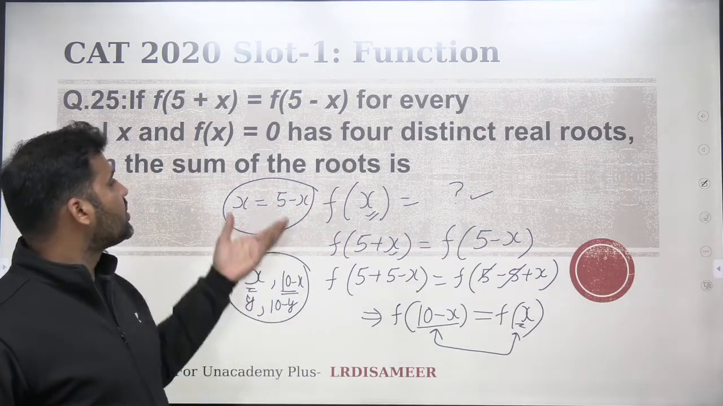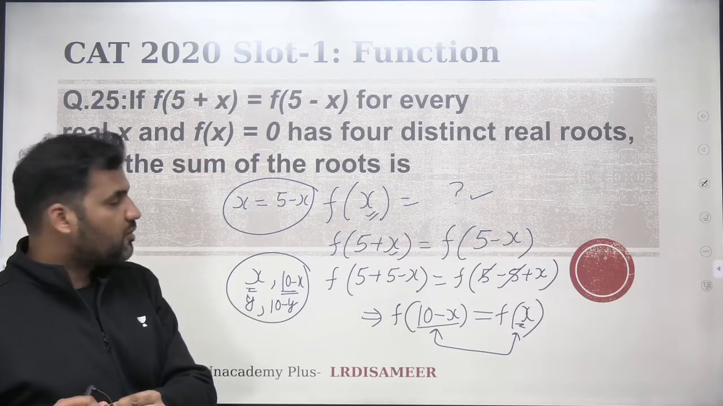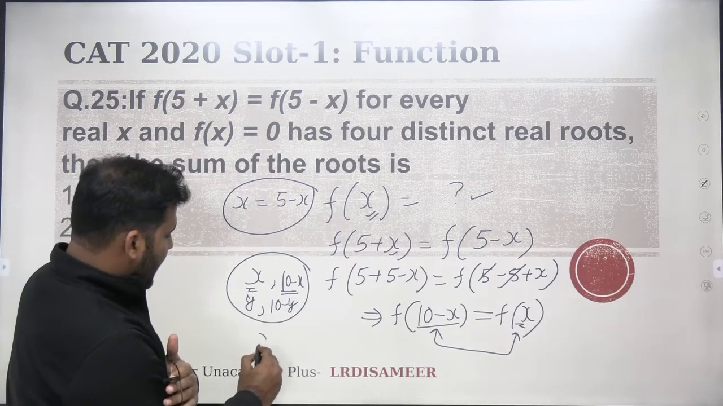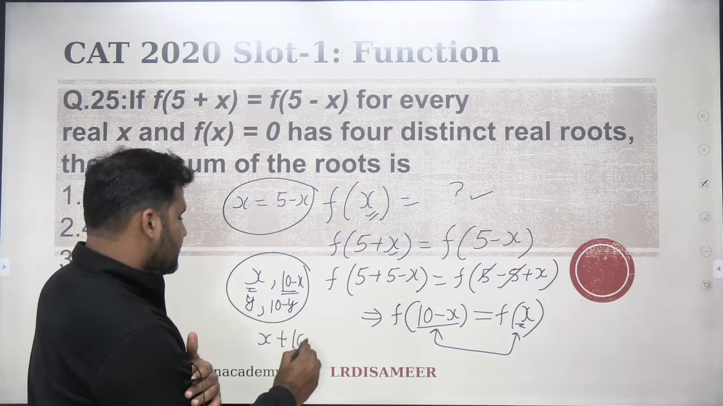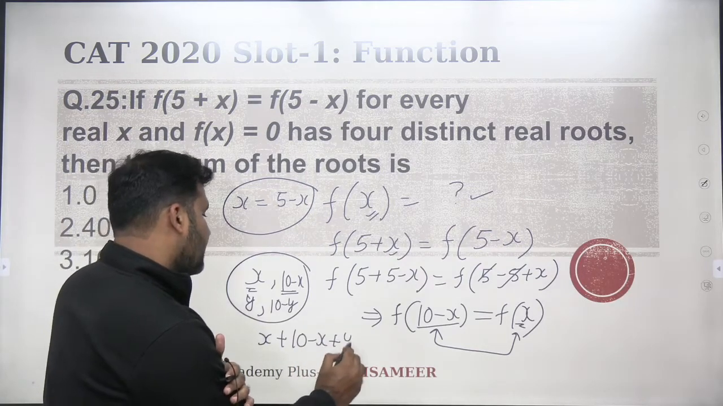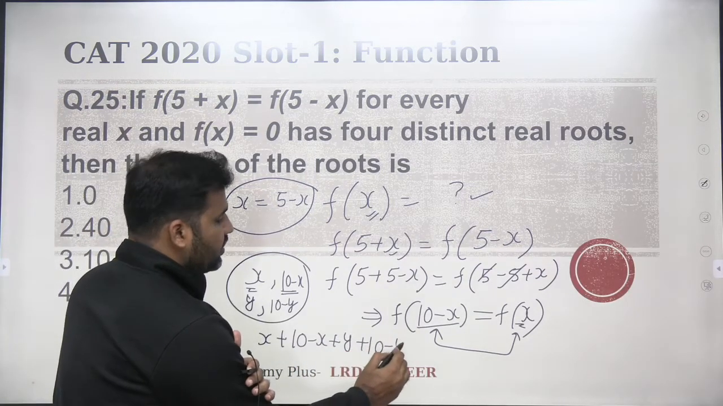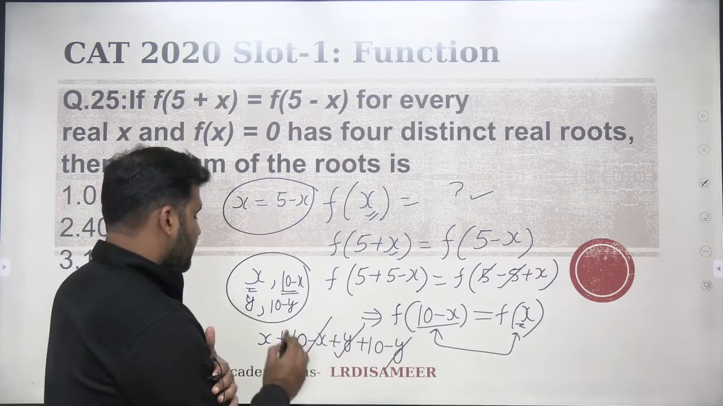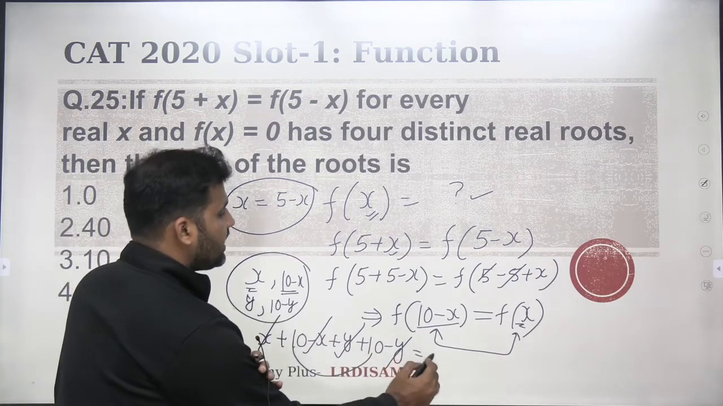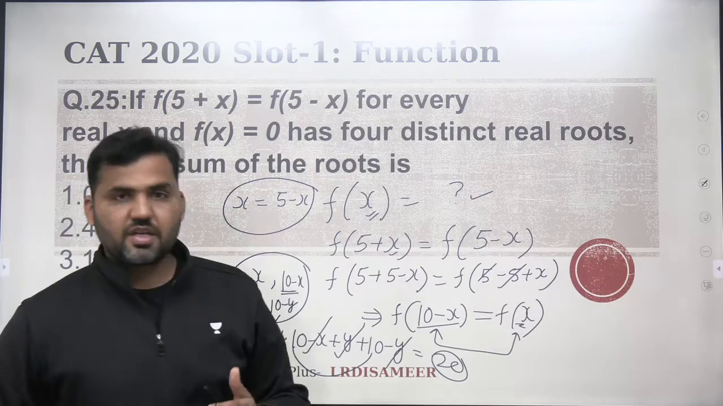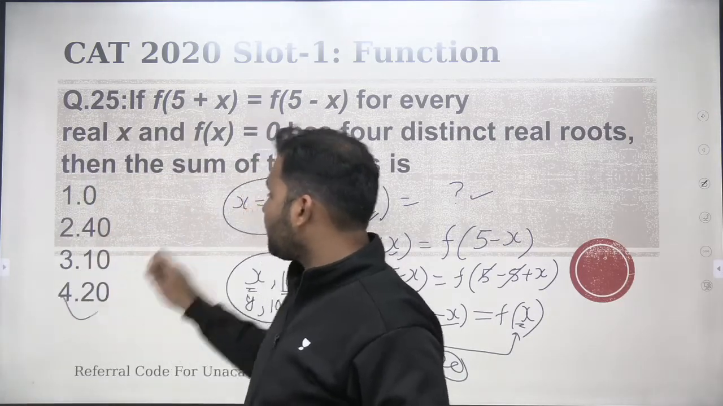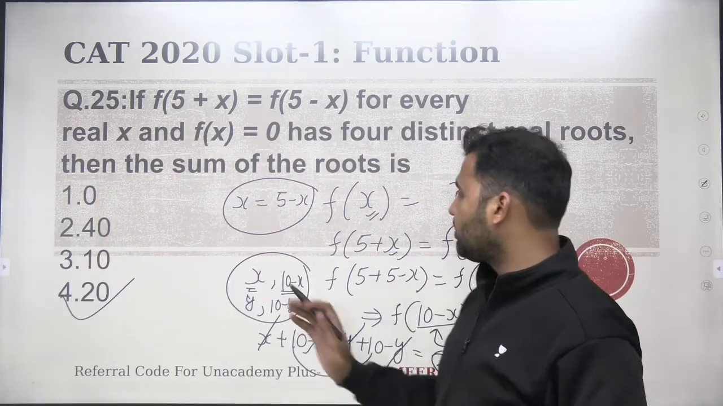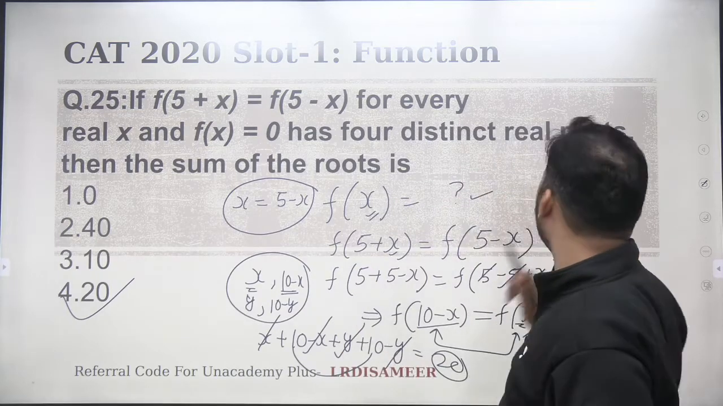And do we need to find out the value of x and y? No. Why? Because in the question we are supposed to find out the sum of the roots. So the sum of the roots is x plus 10 minus x plus y plus 10 minus y. You see that the sum of the roots of the equation is nothing but 10 plus 10, that is 20. That's the answer of the question, which is option number 4. Very simple question, not a difficult one, easy one, right?